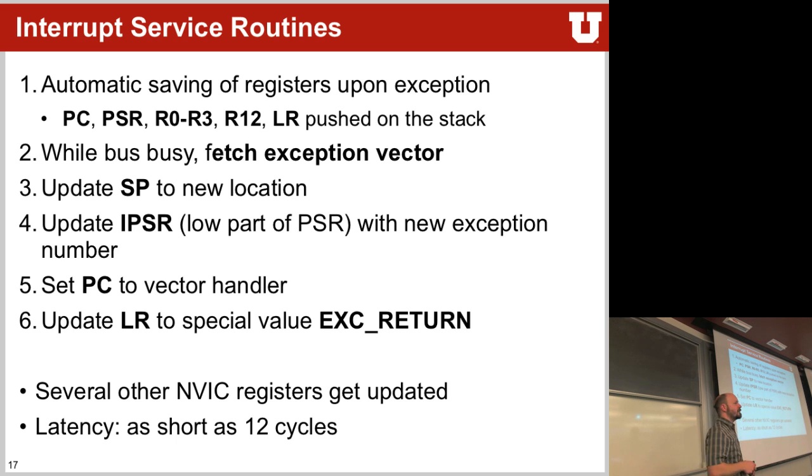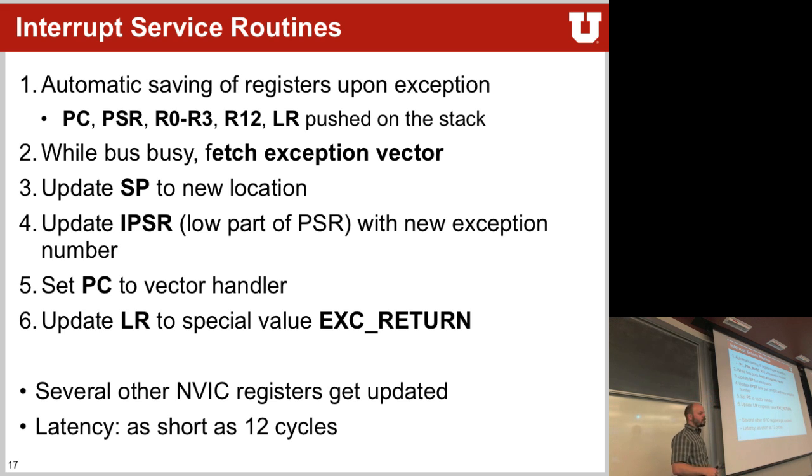It will then update the IPSR, which is the lowest few bits of the status register, with the current interrupt handler, or the interrupt that's just executing right now. It will then set the program counter to the right interrupt vector, so jumping basically to that code. And it will at last set the link register to the EXC_RETURN value. We'll look at that value in a second. That's a specific return value that has to happen.